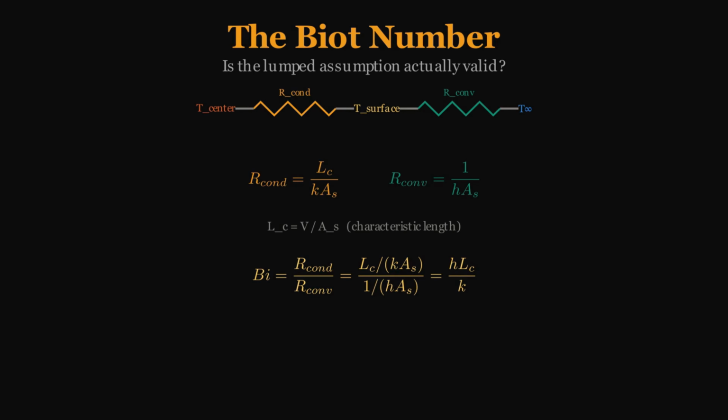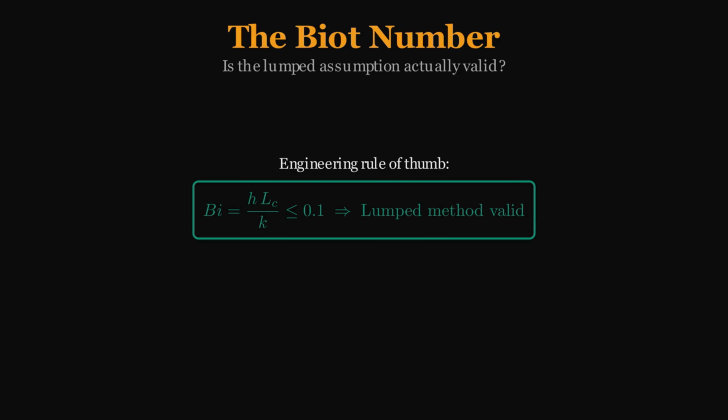A small Biot number means the conduction resistance is negligible compared to the convection resistance. Heat moves through the solid almost instantly, compared to how slowly it leaves the surface. That is precisely when the uniform temperature, lumped assumption holds. As a practical rule of thumb, if Bi is less than or equal to 0.1, the lumped approximation is considered valid. Our small, highly conductive steel ball easily satisfies this. A thick concrete slab, with low conductivity and a large characteristic length, does not, and would need the full transient analysis we saw earlier.